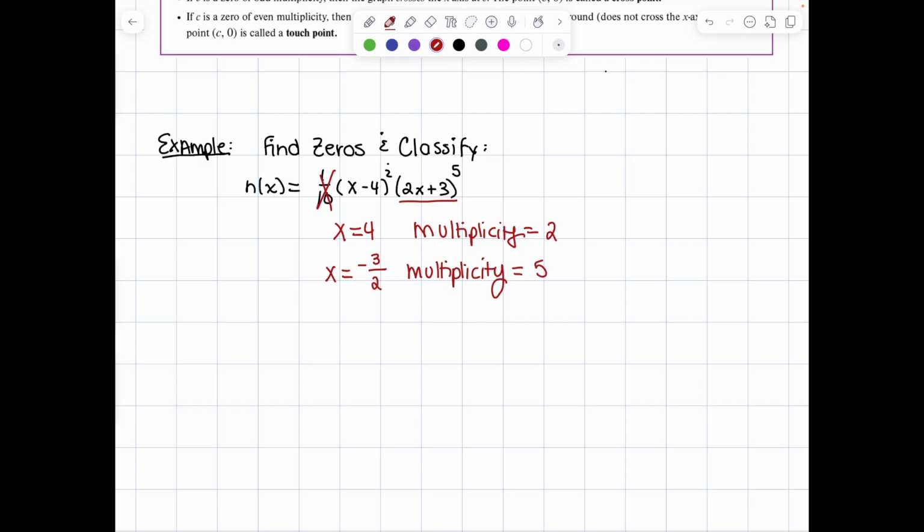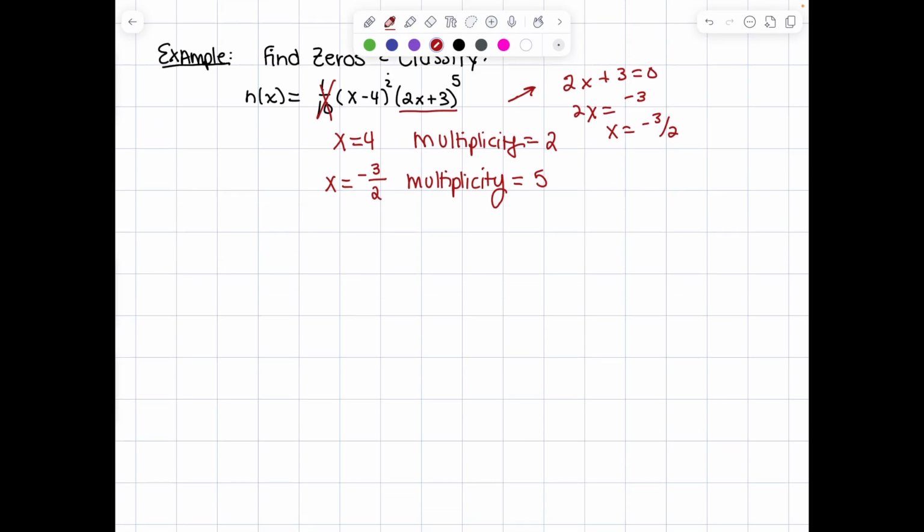Multiplicity of 5. So we have a multiplicity of 2, and we have a multiplicity of 5. Okay, right? And we get that from 2x plus 3 equals 0. And that gives me 2x equals negative 3, x equals negative 3 over 2. Okay. All right, now we need to classify.